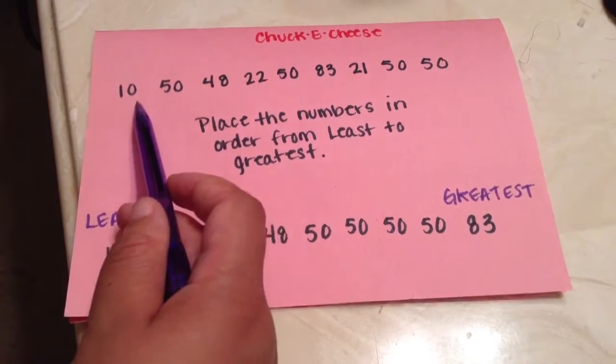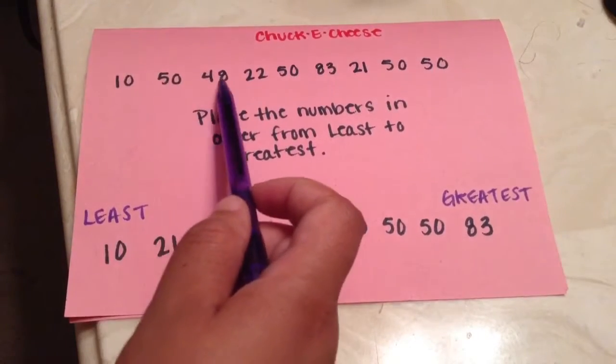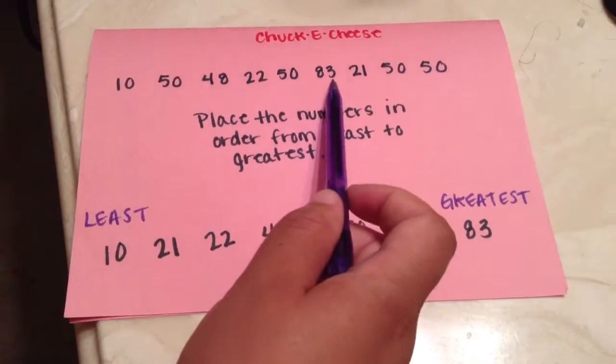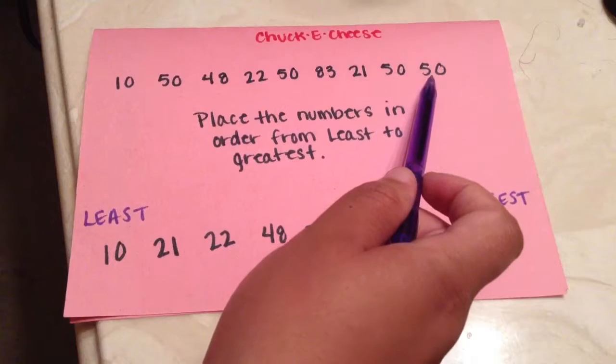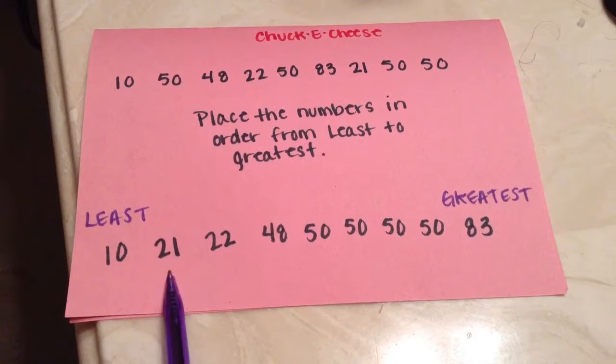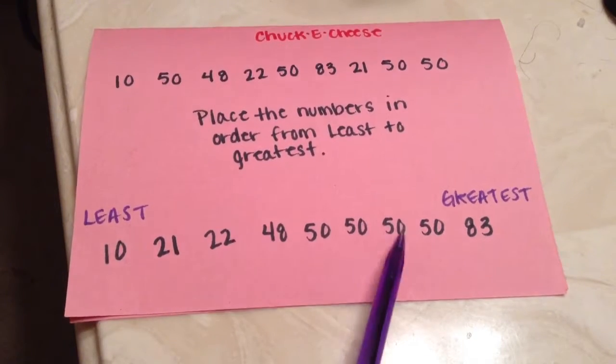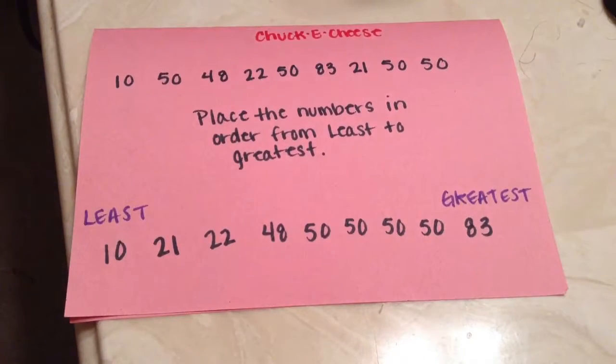Here are our numbers for Chuck E. Cheese. Here, 10, 50, 48, 22, 50, 83, 21, 50, and 50. Now we have to place them in order from least to greatest. So after doing that, I have 10, 21, 22, 48, 50, 50, 50, 50, and 83.